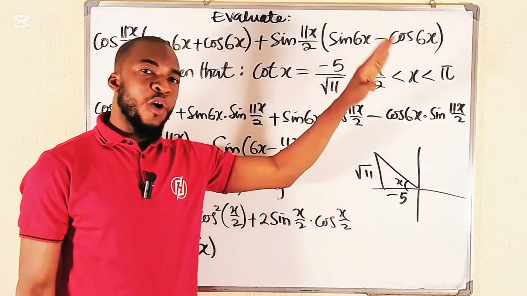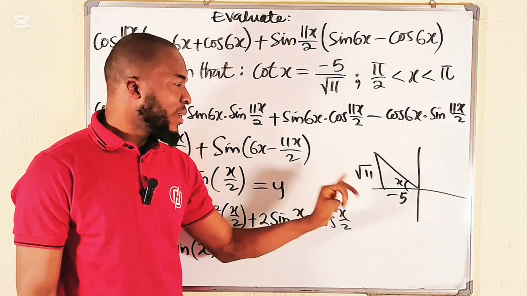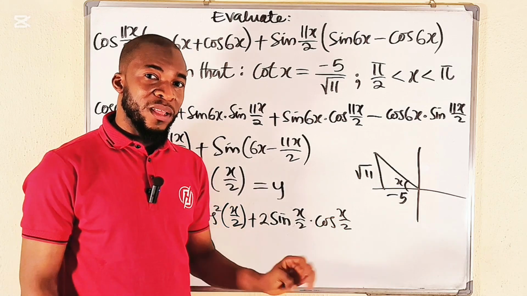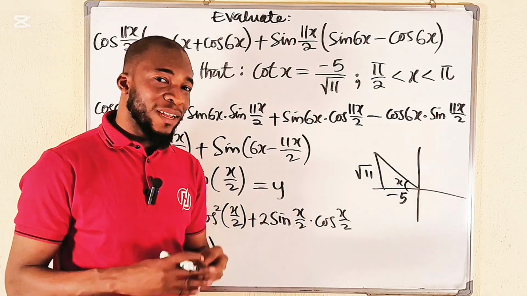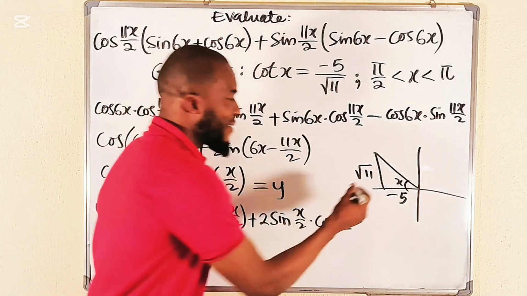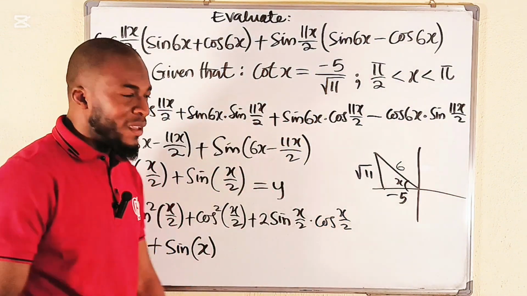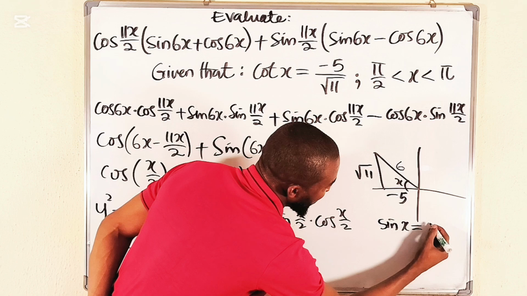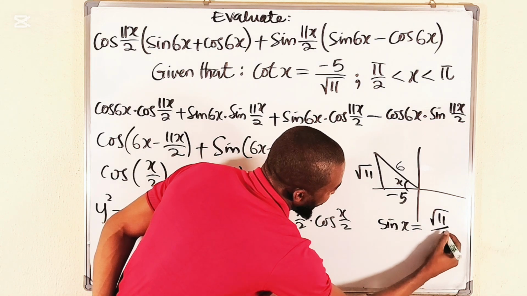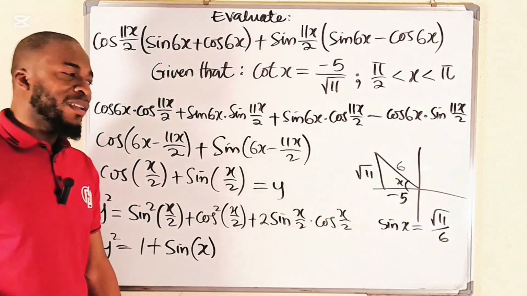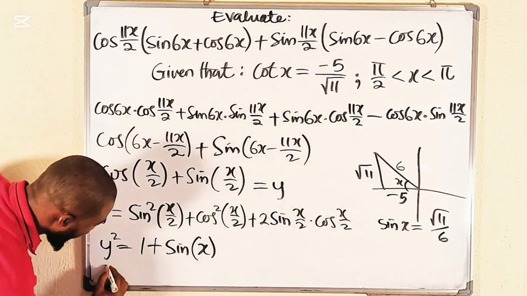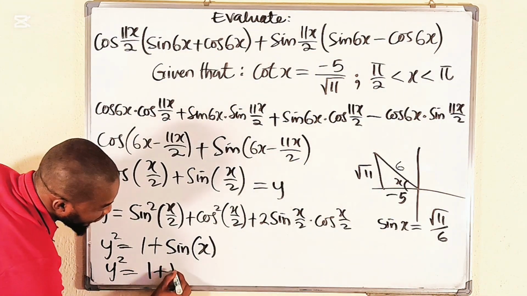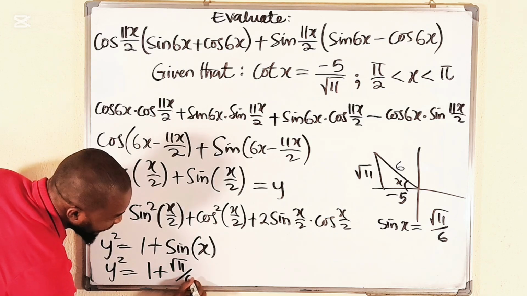It will be the square root of this squared plus that squared. Root 11 squared is 11. Negative 5 squared is 25. 25 plus 11 is 36. Square root of 36 is 6. And hence the hypotenuse is 6. So what will be sine x? Sine x is opposite divided by hypotenuse: square root of 11 divided by 6. And hence y squared is equal to 1 plus the square root of 11 divided by 6.